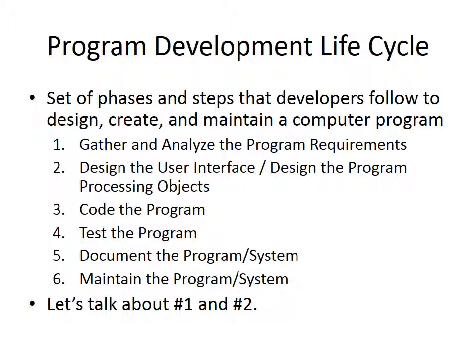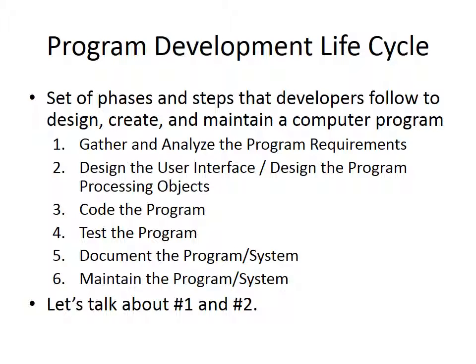These are the common program development life cycle steps to develop a program. First, you need to gather and analyze the program requirements. Then you will design the user interface and the program processing. Then you will write code for the program. Then you will test the program. If everything is fine, then you will finalize documentation and maintain the program.